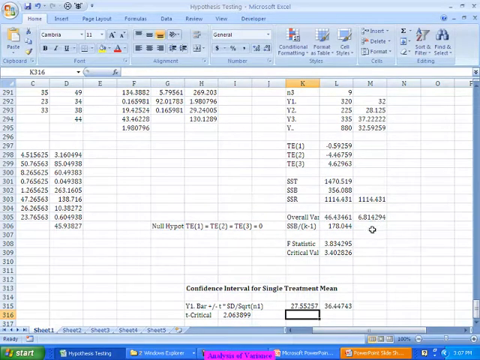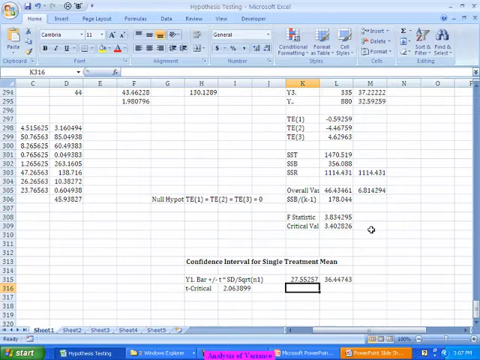So for the first one, the range is between 27.55 to 36.44. That is the kind of a range that is occurring for one single observation. For one single observation, that is the value that is coming out. For the first treatment mean, the 95% confidence interval is this one.